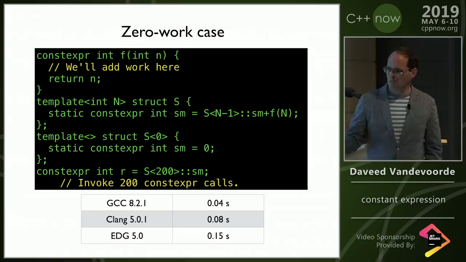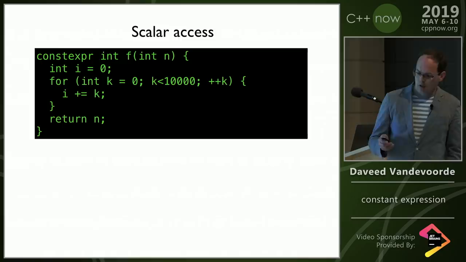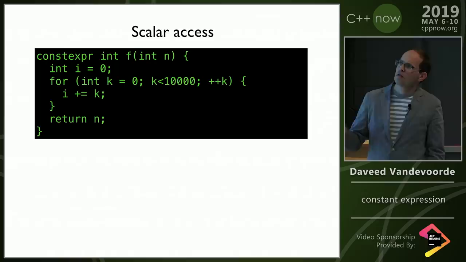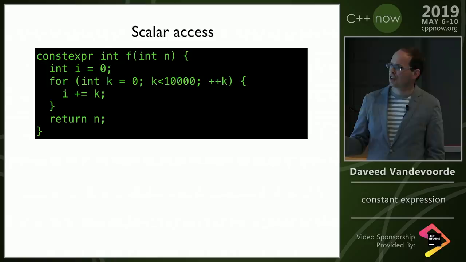Let's put some real work in that f function. My real work is, well, not really real work, but something. I'm going to do 10,000 iterations of this and just do a token addition in there. Now, if you were to compile this for runtime, the compiler will see that this whole loop is useless, would optimize it away and do nothing. But of course, we're not doing that at compile time, at least not yet. So we're actually going to measure something meaningful here.